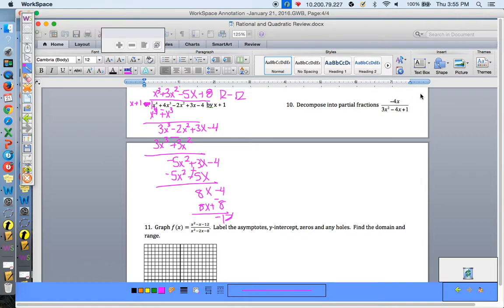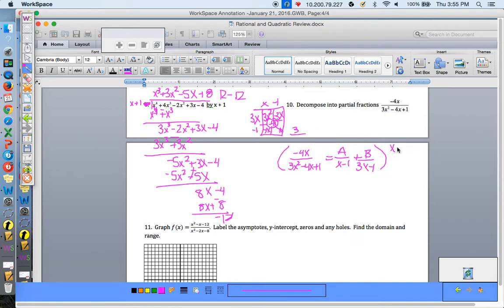To decompose, we have to factor this first. So if we box and circle 3x squared minus 4x plus 1, multiplies to 3 and adds to negative 4, so we'd have negative 3x and negative 1x. So we got (3x minus 1)(x minus 1). So we have negative 4x over 3x squared minus 4x plus 1. So we have A over x minus 1, B over 3x minus 1.